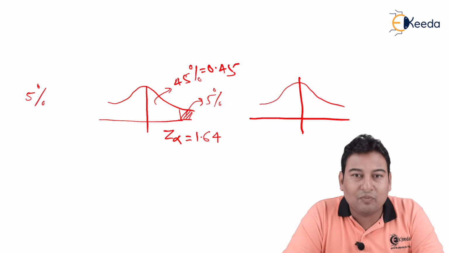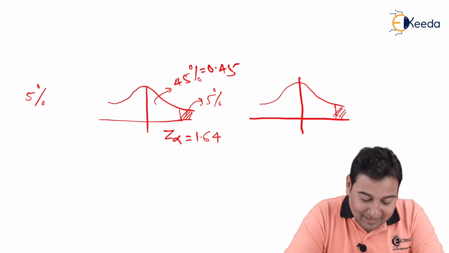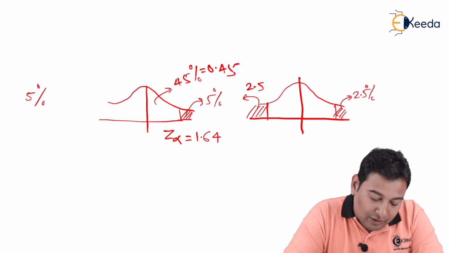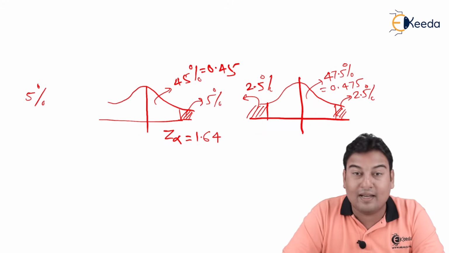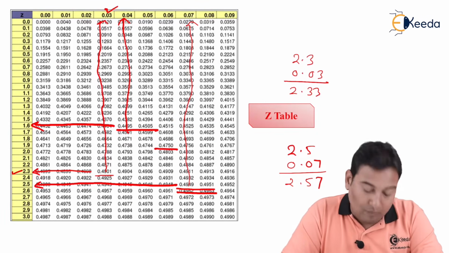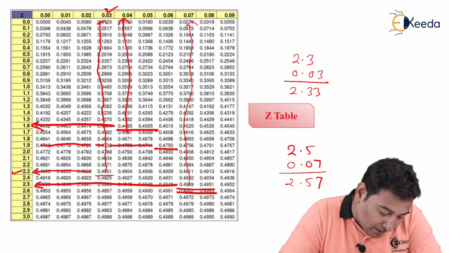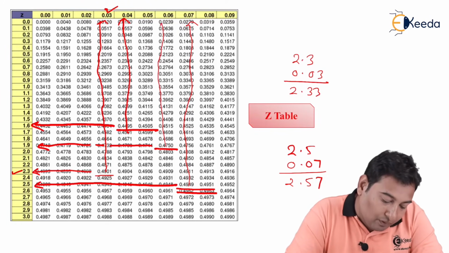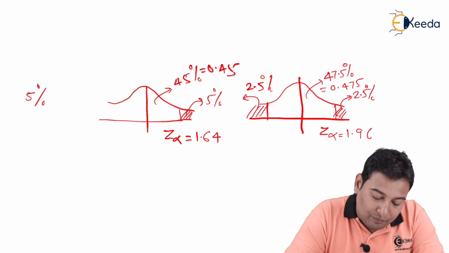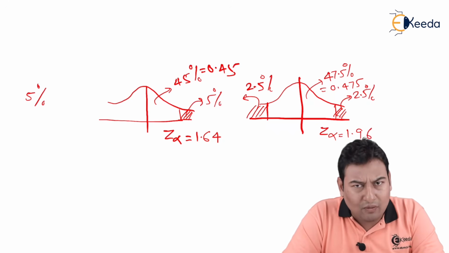For the two-tail test, 5% must be removed from both sides, so 2.5% on either side. In general, you removed 5%. This is your 47.5%, that is 0.475. Let's go back to the Z table. See, 0.475, we are exactly finding the same entry in the table. This is 1.9. We'll go up, 0.06. That is 1.96. Hope this is clear. Still you have doubt? No problem. We'll see one more example.